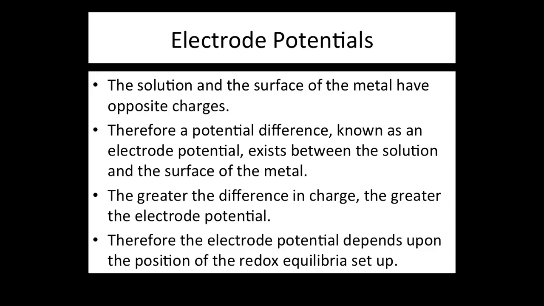Now for the explanation of the term electrode potential. The surface of the metal and the solution have opposite charges, one positive and one negative, and because of this difference in charge, a potential difference exists and is known as an electrode potential. The greater the difference in charge, the greater the electrode potential. The difference in charge depends upon the position of the redox equilibrium that is set up. The greater the tendency for the metal atom to lose its electrons, the more negative the metal electrode becomes.